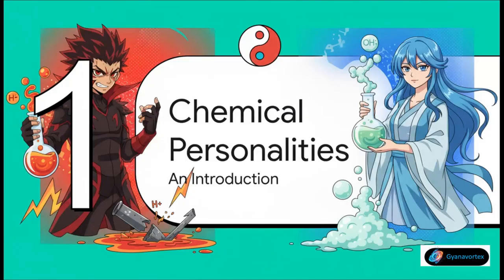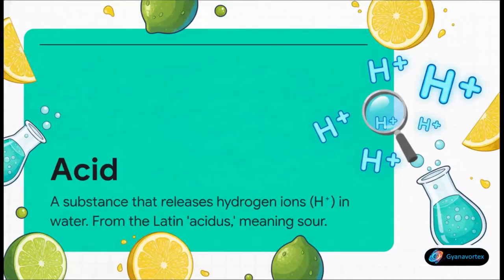So to really get a handle on this, we've got to meet our two main players. I like to think of them as the dynamic duo of the chemical world, acids and bases. And trust me, they have some seriously different and often totally opposite personalities. Okay, first up, acids. The name itself is a pretty big clue. It comes from the Latin word acetus, which literally means sour. Now, for the sciencey part, an acid is basically anything that lets go of hydrogen ions, those little H+ particles, when you put it in water. Think of it as their chemical signature.